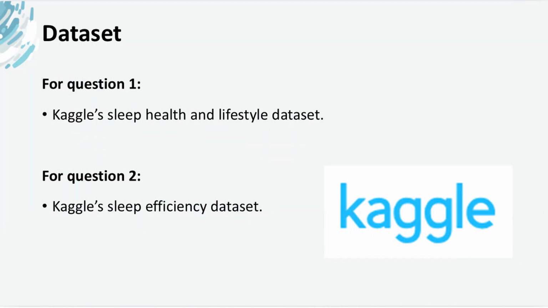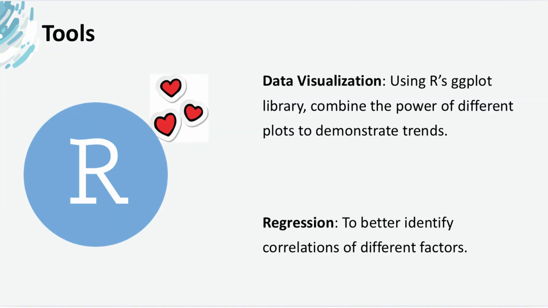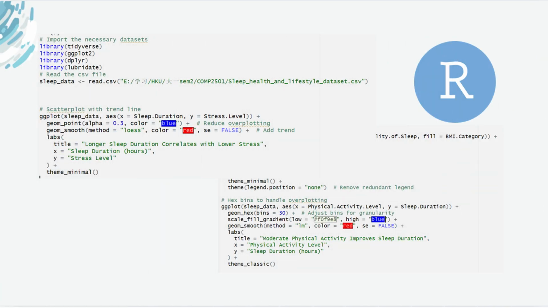The datasets we're going to use today come from Kaggle. For question 1, we're going to use the Sleep, Health, and Lifestyle dataset. For question 2, we're going to use the Sleep Efficiency dataset. We'll be using R for data analysis. We will implement data visualization with the ggplot2 package. We'll also use regression to statistically identify and visualize the relationships when it comes to factors and effects. We'll use the lm and cor functions from R. So now, without further ado, let's get to work.